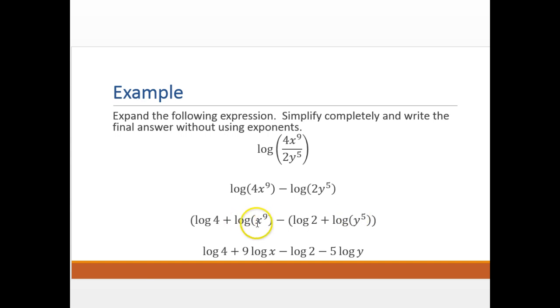And now I have this log of x to the 9th. I can bring the 9 out front. And a log of y to the 5th, I can bring the 5 out front. So I'm left with log of 4 plus 9 log of x minus log of 2 minus 5 log of y.